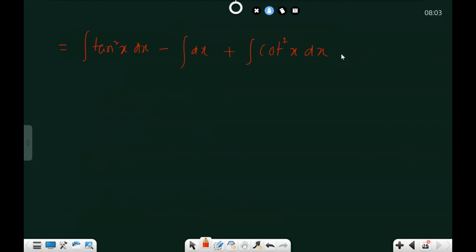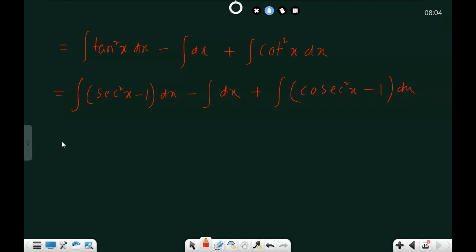So now again, as done in one previous problem, you already know that the integration of tan² has no direct formula, but I can convert this to a sec² term. So it is sec²x minus 1 dx, minus integration dx, remaining the same this time, plus integration cot² is again cosec²x minus 1 dx.